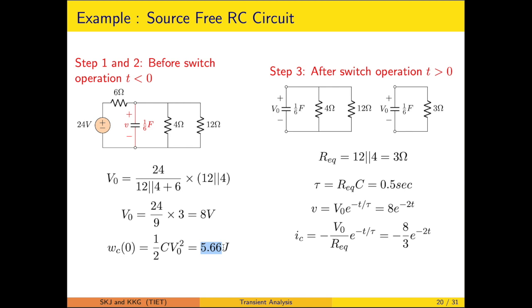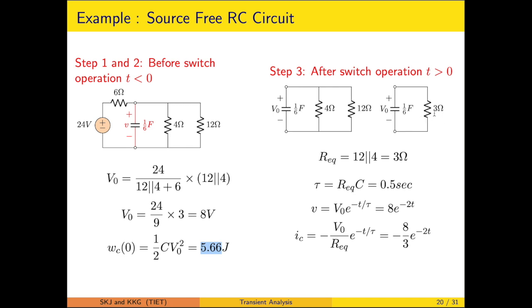Now when the switching is affected, the switch is open, so the supply voltage is removed and the 6 ohm resistance is also removed, and the circuit will look like this. However, this capacitor is initially charged to the level V0 and this is going to decide the behavior of the circuit. So the intention is to find the equivalent, which is the parallel combination of these two resistances.